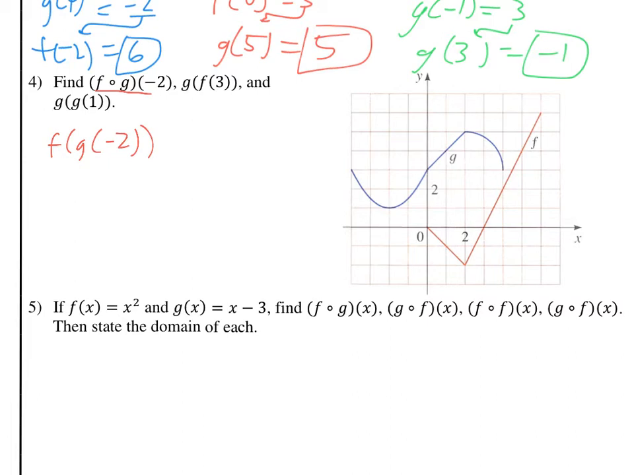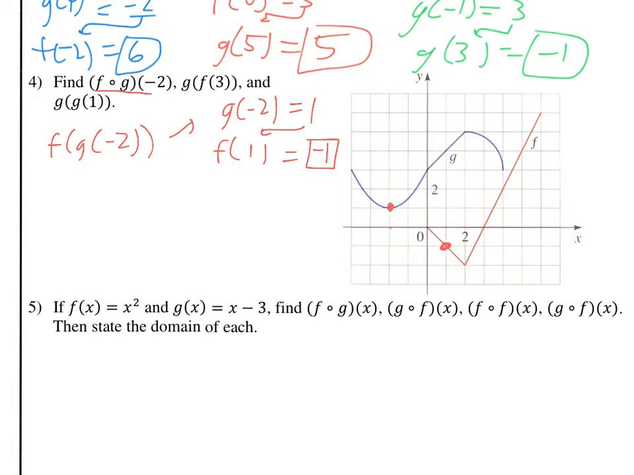So we're going to start off like we were before. We're going to do the inside, g of negative 2. So we're going to go to the x value of negative 2, and then I'm going to find the g value, which is right there. The y value is 1. So I'm going to take that y value, and now we're going to plug it into the outer function, which in this case is f. So I go to the x value of 1 and find the f graph, which is right here. And so that's the y value of negative 1.